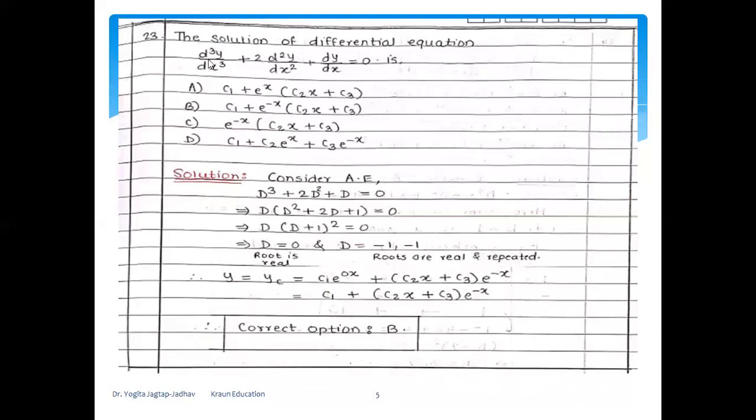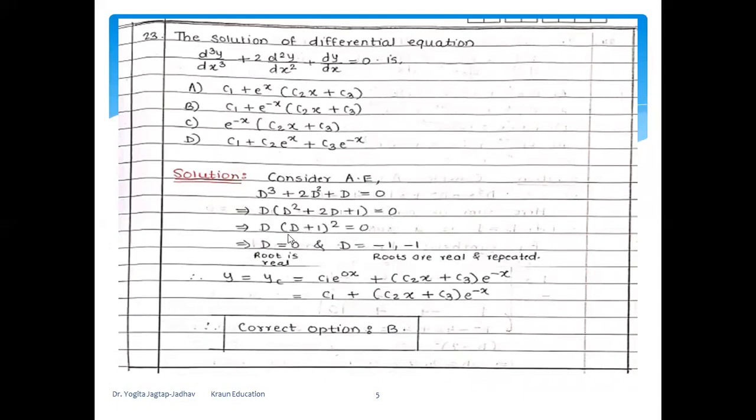Here again we have a cubic equation, d cube y upon dx cube plus 2 d square y by dx square plus dy by dx equal to 0. By assuming d by dx equal to capital D, we can write down the auxiliary equation in the form D cube plus 2D square plus D equal to 0. From each term we can take D common, and therefore we have D times D square plus 2D plus 1 equal to 0.